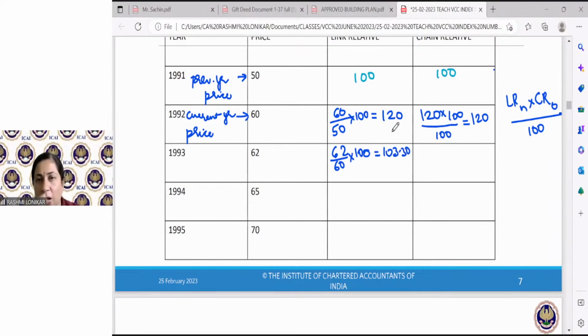Okay, now how do I find the chain relative? Chain relative will be 103.3 into the chain relative of the previous year, that is 120, upon 100. How much is that? Yes, Aditya, Pramod, can you tell me the chain relative? 103.3 into 120, 123.96.